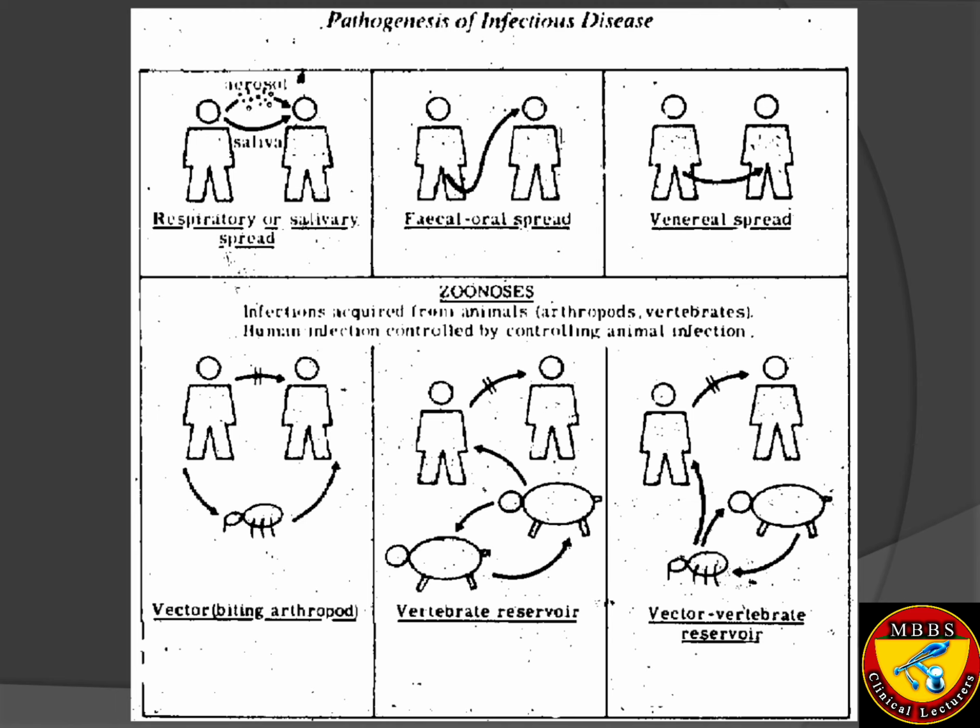This is the picture showing different modes of infections, like respiratory infection spread by saliva. There can be spread of disease by fecal-oral spread in cases of GI infections. Some genitourinary infections or sexually transmitted diseases are spread by the venereal spread. Then there are certain diseases which are vector-borne, in which the infections are acquired from animals, whether they are arthropods or insects as well.